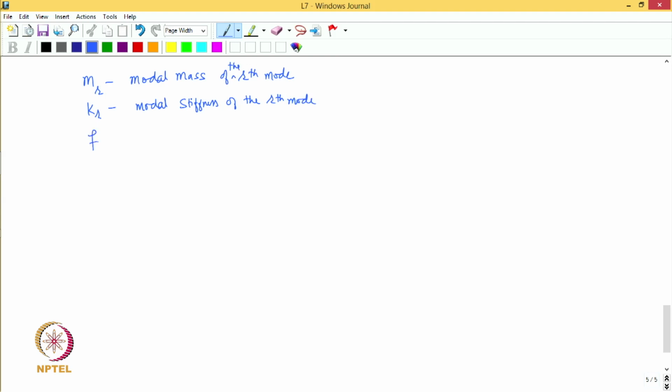And Fr is called modal force for the rth mode, right. But we should note that modal mass, modal stiffness, modal force, they are the mass, stiffness and force for a hypothetical single degree of freedom system, corresponding to the rth mode.